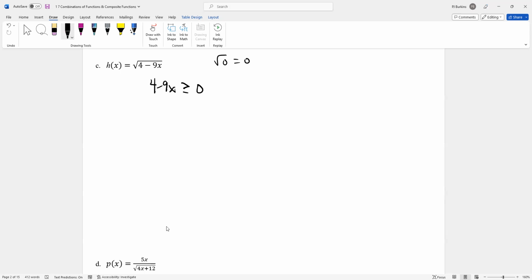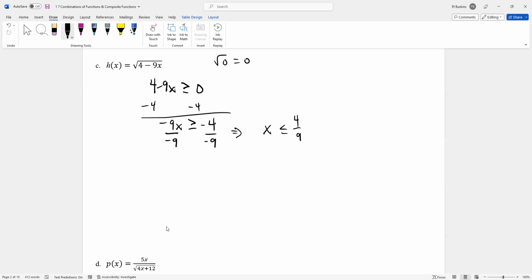Again, solve this just like you would normally. So I think I'm going to subtract 4 from both sides. So I have minus 9x greater than or equal to minus 4. Now remember the rule that if I divide by a negative number, then that flips my sign. So this tells me that x is less than or equal to 4/9.